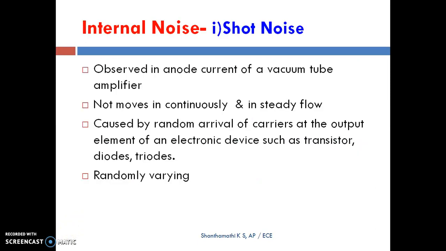Where we can observe this shot noise is in the anode current of a vacuum tube amplifier. This is caused by random arrival of carriers at the output element of an electronic device such as transistors, diodes and triodes. This random arrival means the carriers will not move continuously and in a steady flow, which means it will be randomly varying.